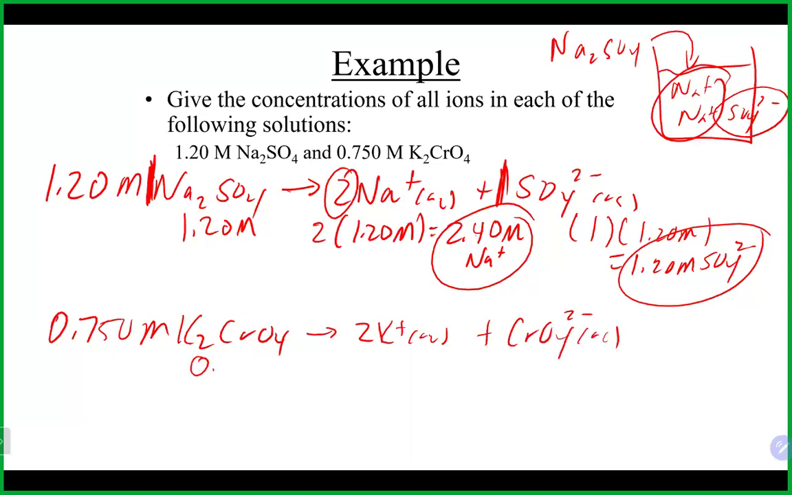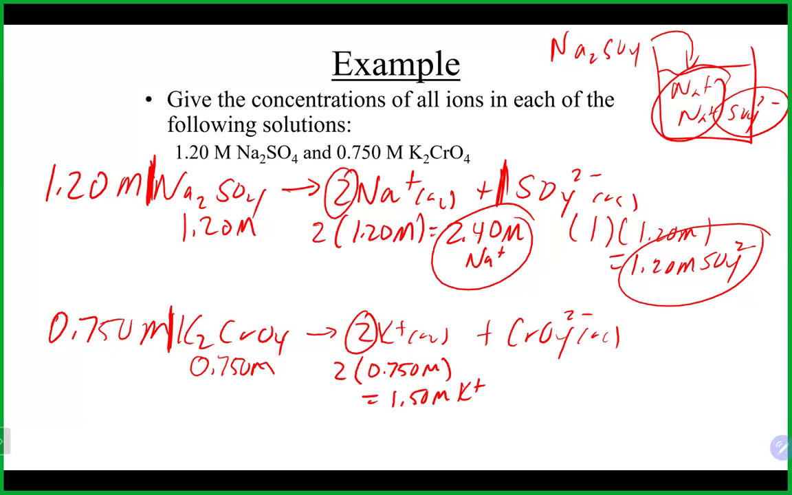And if we know the concentration of this guy, we could do the same approach. It is a 1-to-2 relationship here with our potassium. So how that affects the concentration is we take 2 times the concentration, and that's going to give us 1.5 molar for our potassium ions.